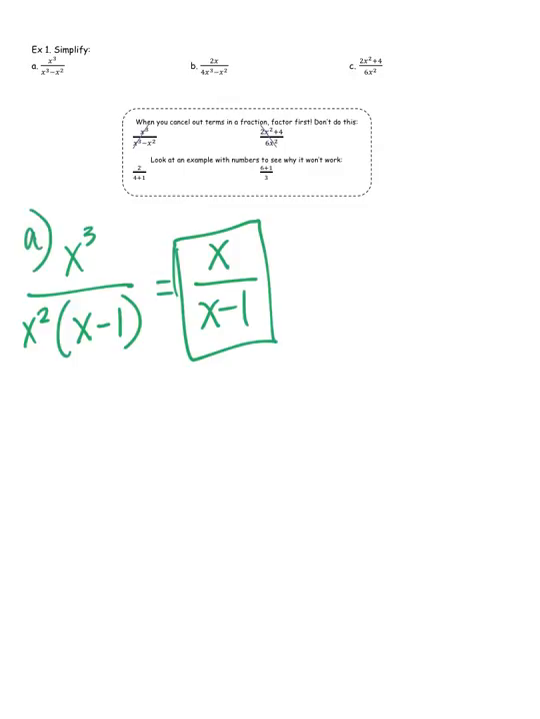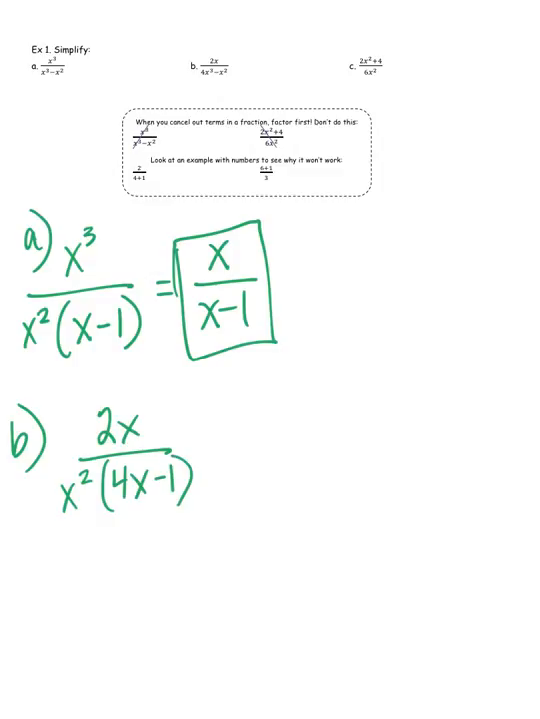Okay. Number 1 part B. Again, first things first, we have to factor. I cannot factor my numerator, so I just have 2x. In my denominator, I can factor that out. Again, there is a GCF of x squared. So when I take out that x squared, I'm left with 4x minus 1.